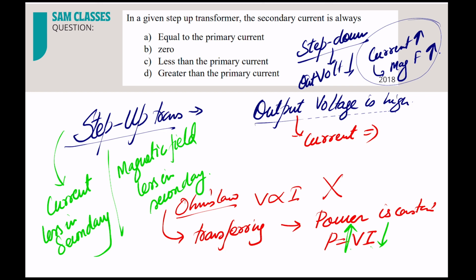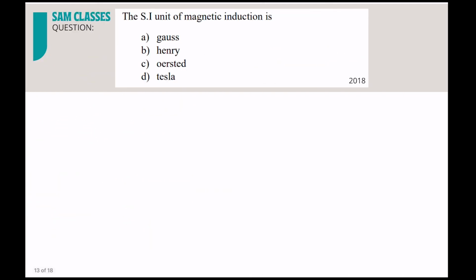And if voltage is high, it doesn't mean that current has to be high, because we're keeping the power constant while sending and receiving. We're keeping the power constant, very, very important, while sending and receiving. So that's why, if power is constant and voltage is high, current has to be less. That's it.